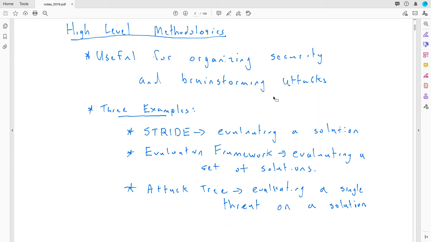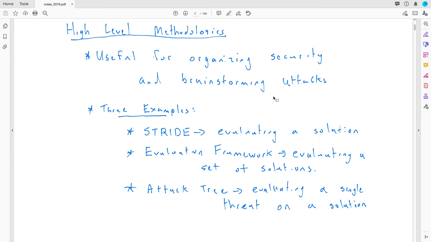An evaluation framework is used strictly for comparing multiple solutions. So someone might hand you 1 thing and say, is it secure? Then Stride is appropriate. Someone might hand you 2 things and say, which one's more secure? Okay, so that's a slightly different question. And so you need a comparative framework as opposed to just evaluating a single thing. So the evaluation framework is what we'll look at for comparing different alternatives for solving the same problem.